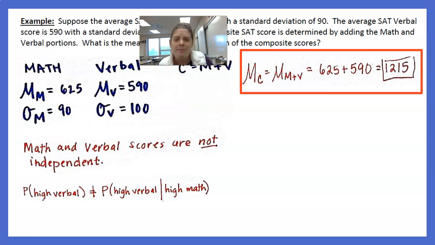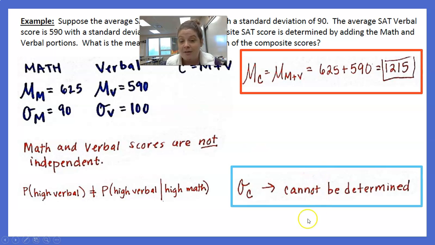So I'm not worried about my mean because means behave, but I know that I can only combine variances for independent variables, and these are not independent variables, which means I cannot find the standard deviation. It cannot be determined. If this is a multiple choice answer, I would look for cannot be determined, can't find it. What I don't want to do is just ignore the fact that independence is an issue and just find it anyway.